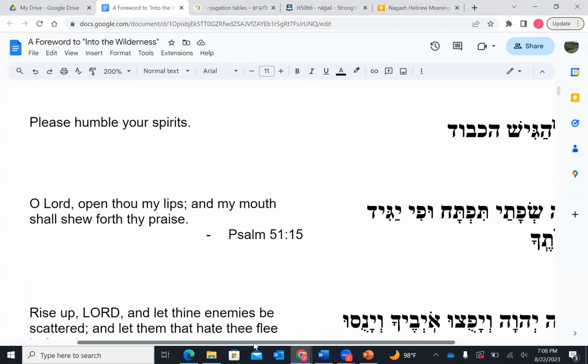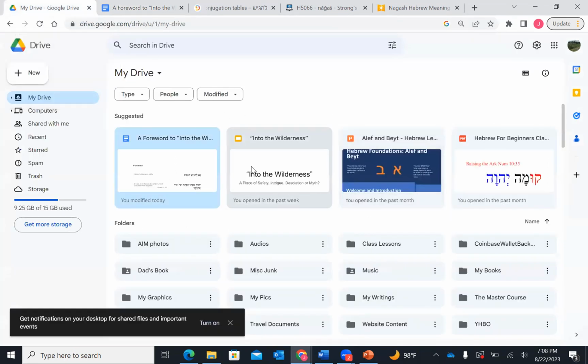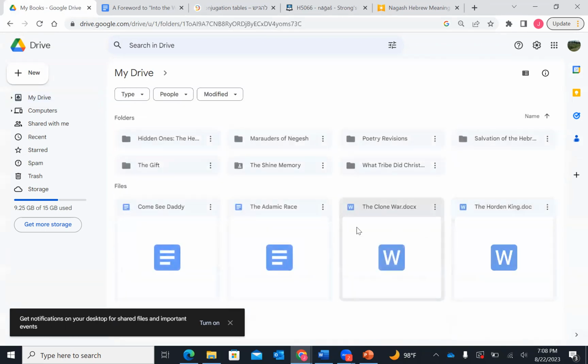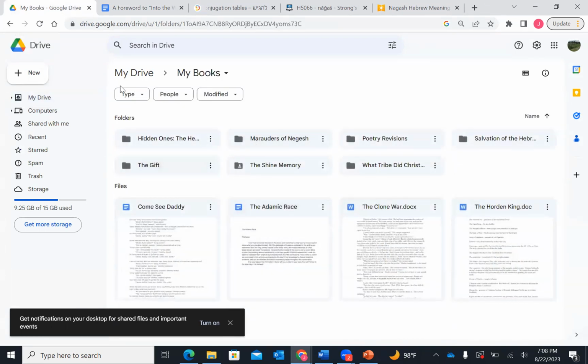Okay. What's the scripture name? I mean, what's the number on that scripture again? Psalms 51:15. And let me show you where I got it from, because I did not get it from the Blue Letter Bible. I'm talking about the Hebrew scriptures. I got that Psalm from Psalms 51, 51:15.